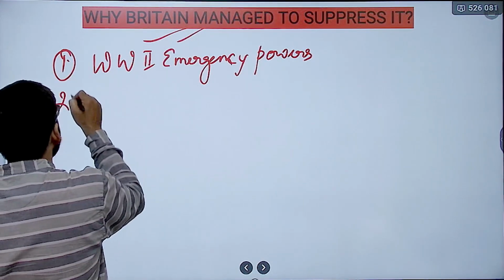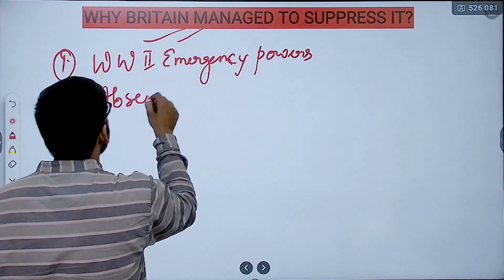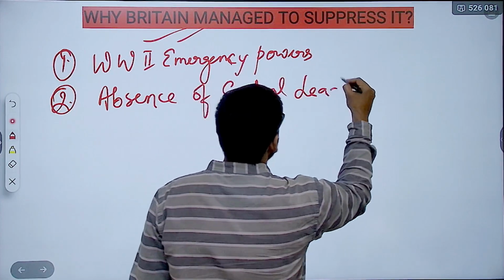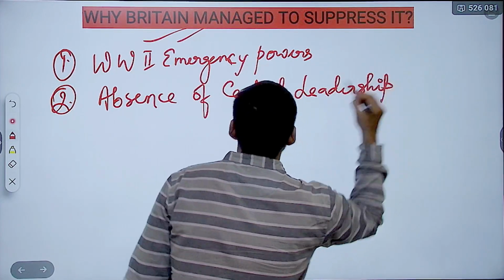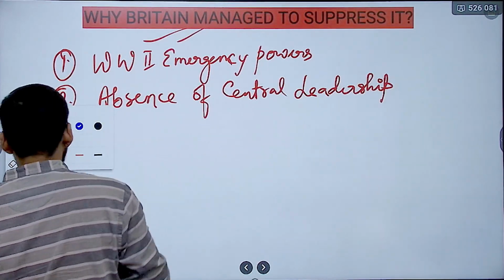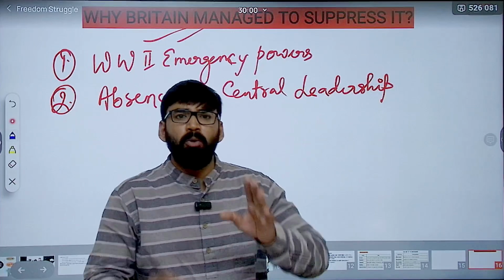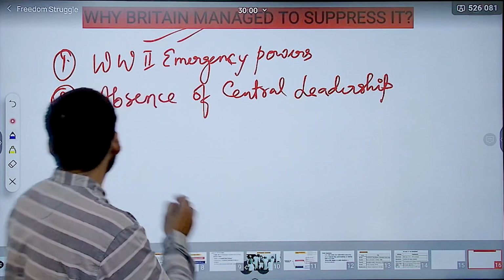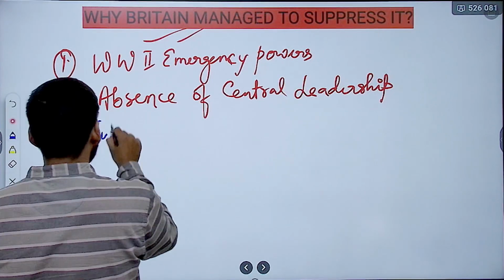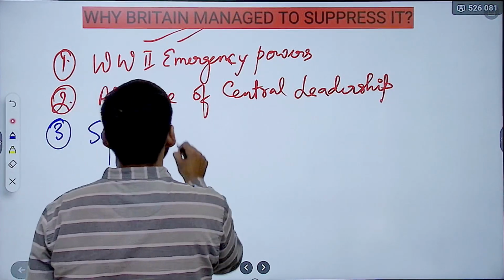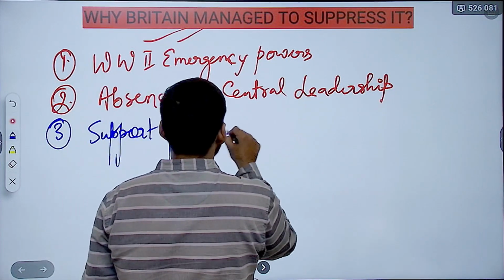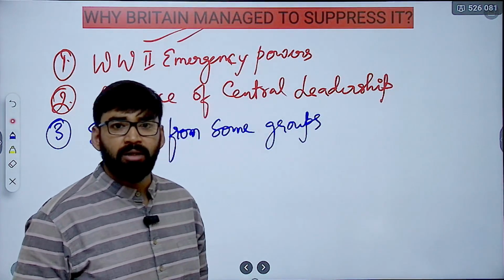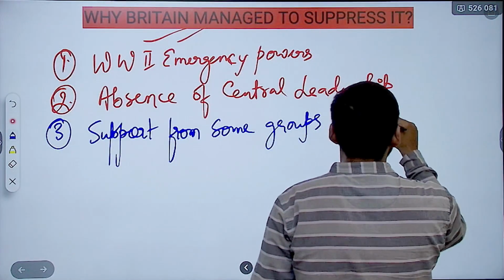Then second, absence of central leadership. Most Congress leaders were arrested early, before the movement could start. Then, support from some groups. Some groups also supported the British, like the Muslim League.